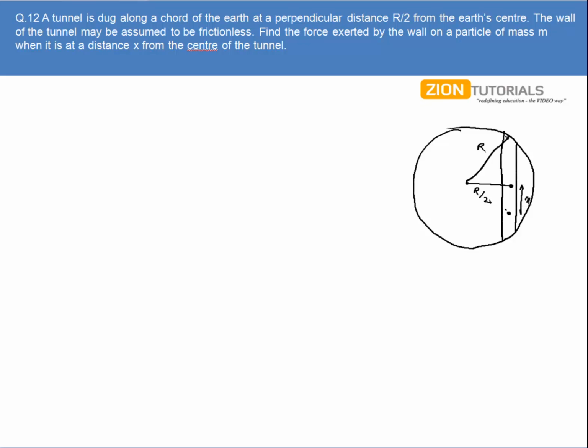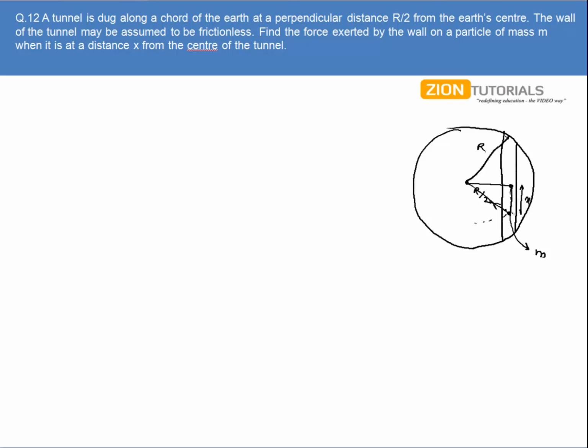Now what I have to calculate is the force exerted by the wall on the particle. Clearly the force acting on the particle of mass m will be towards the center, in this very direction. Now what I have to calculate is the normal force. Let's make some construction.